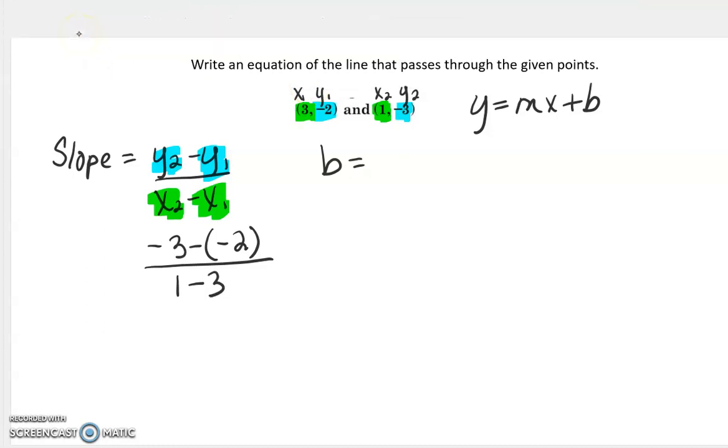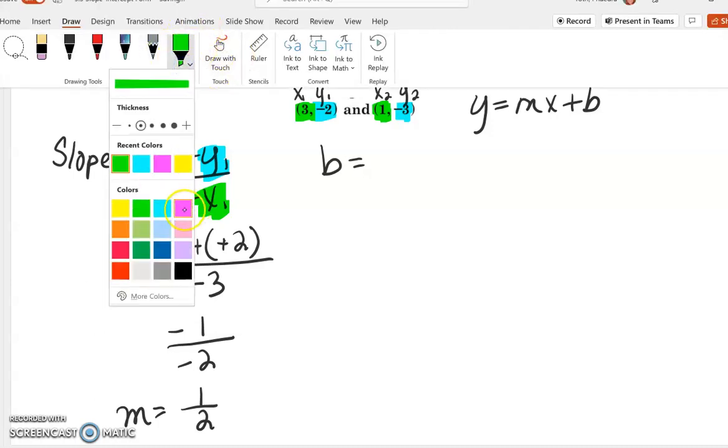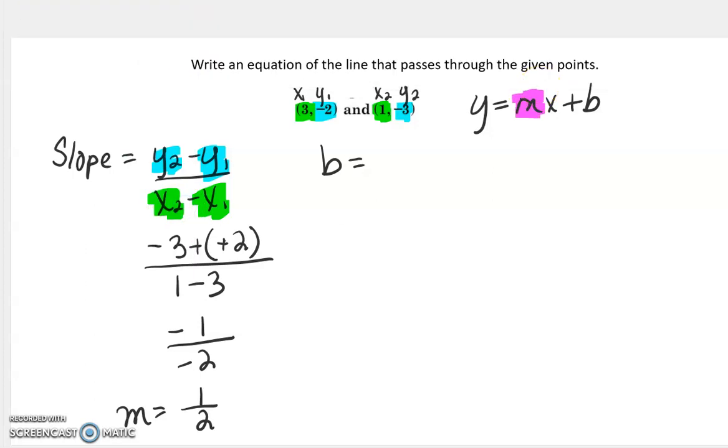This comes out to now you got -3 minus -2. Remember, you're going to add these. Okay, so -3 plus 2 is going to give us a -1. 1 minus 3 is a -2. This is just simply a positive 1/2. So your slope, we're going to call it m instead of s. M equals 1/2. Guess what? We're going to plug that into here. Okay, might as well get it over with. y equals 1/2 x plus b.